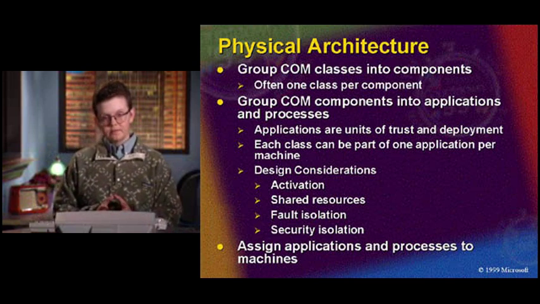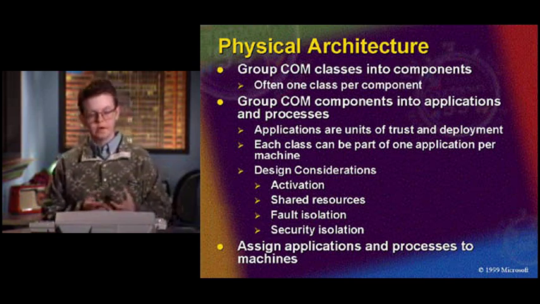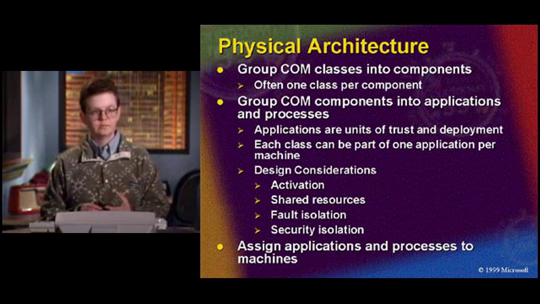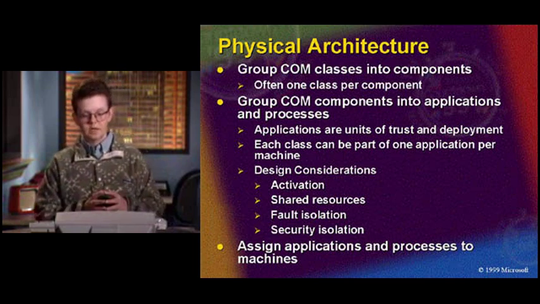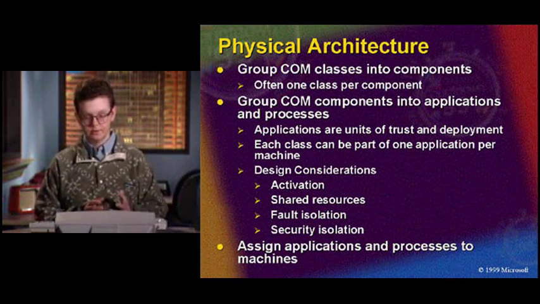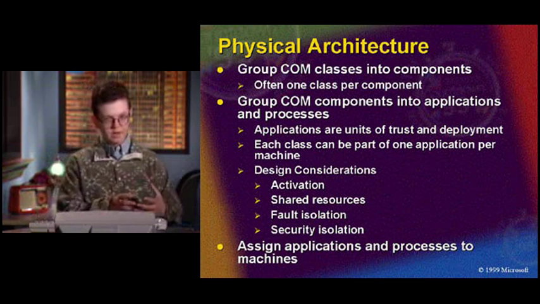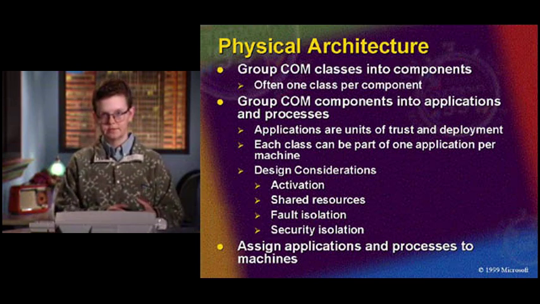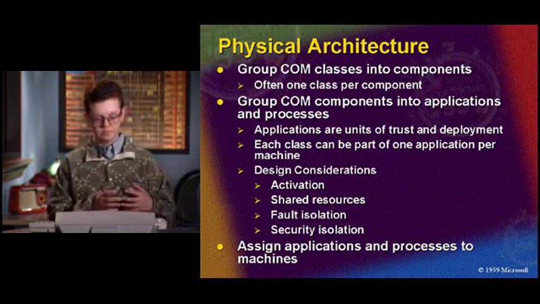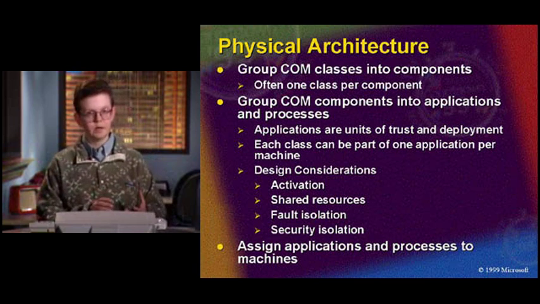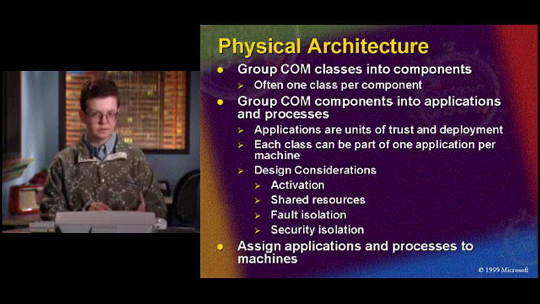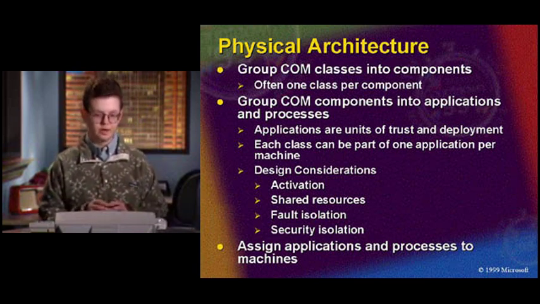So the things that you have to think about are, where do we want to be activated? Things that are activated on a particular machine, for example. What components share resources? If they share resources, they probably ought to be in the same process. We want to make sure that we are taking advantage of the underlying pooling operations that are provided by the system for us. Those are typically per process.